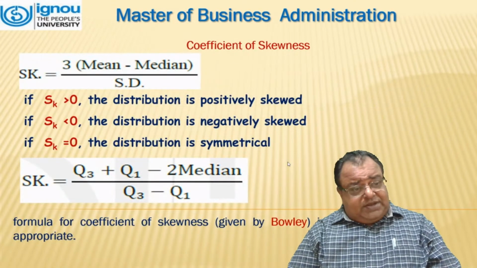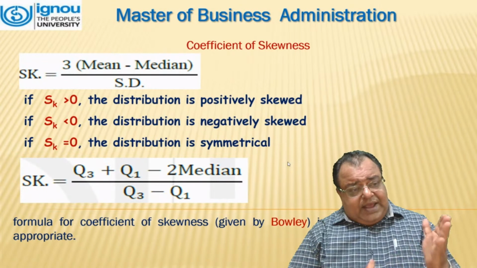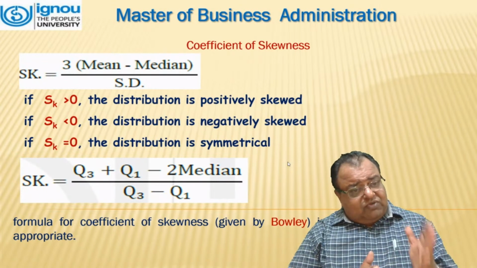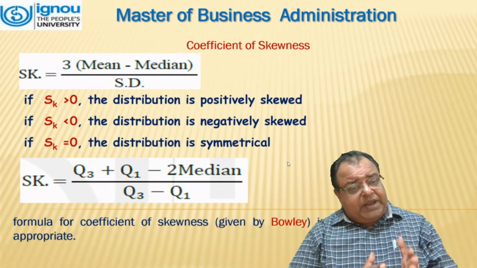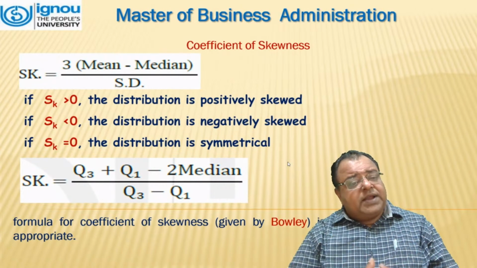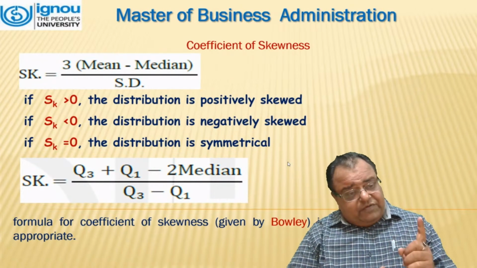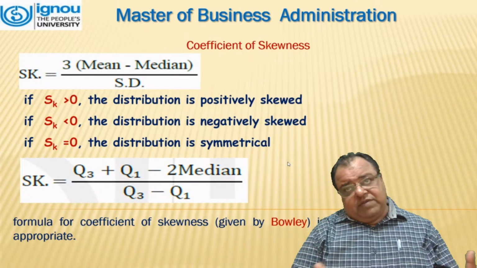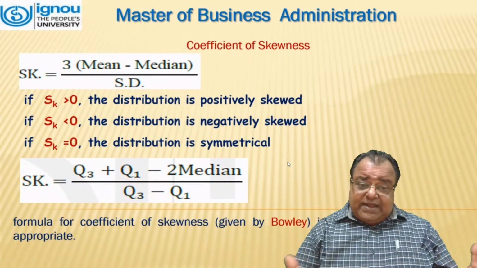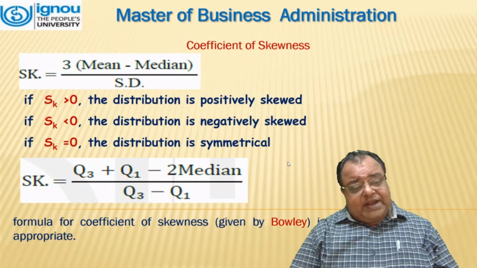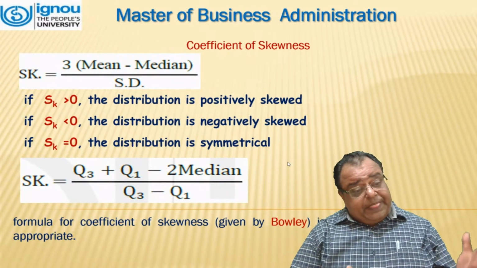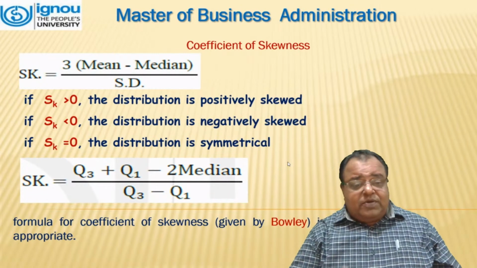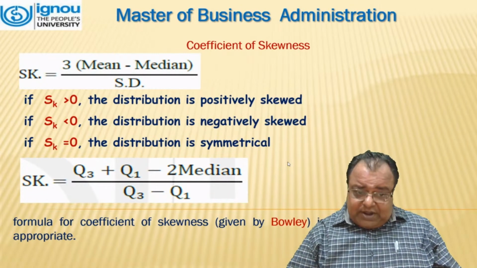Coefficient of skewness, Sk, is equal to 3 times the difference of mean minus median divided by standard deviation. If Sk is greater than 0, the distribution is positively skewed. And if Sk is less than 0, it is negatively skewed. And if Sk is equal to 0, the distribution is symmetrical.